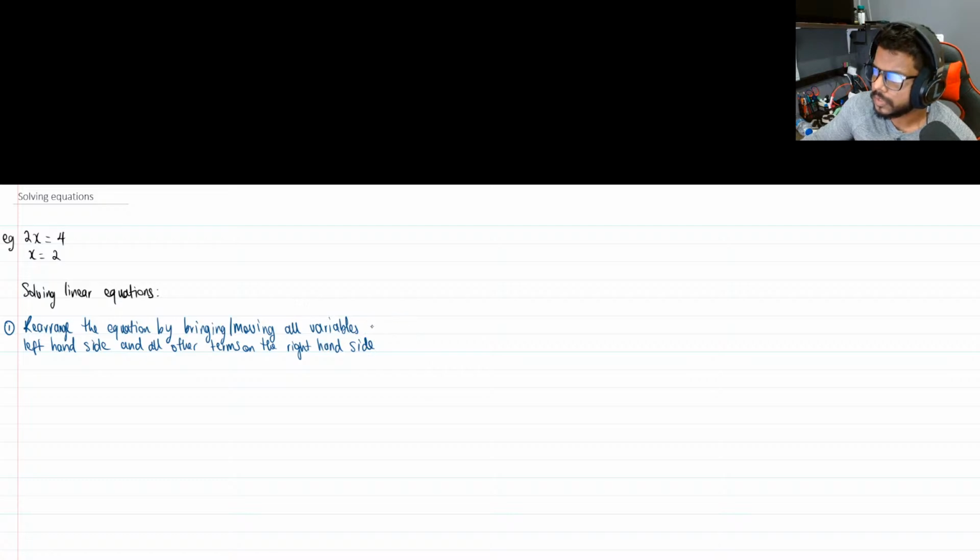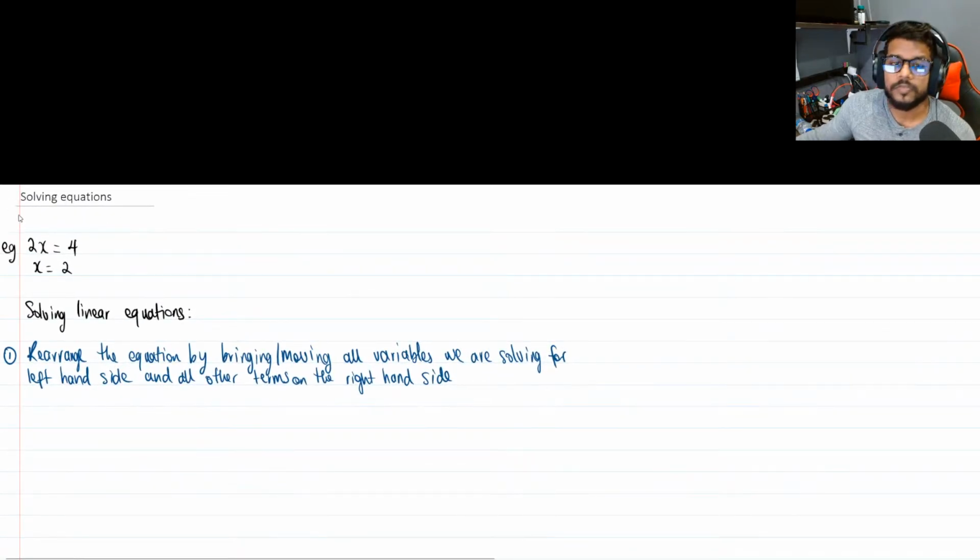Moving all the variables, and I'm going to put something in here: all the variables we are solving for. So if the question says solve for x, I'll bring all my x variables on the left hand side. If it says solve for y, I'll bring all my y variables on the left hand side. If it says solve for z, I'll bring all my z variables on the left hand side, and I'll carry everything else on the right hand side. So let me do an example here.